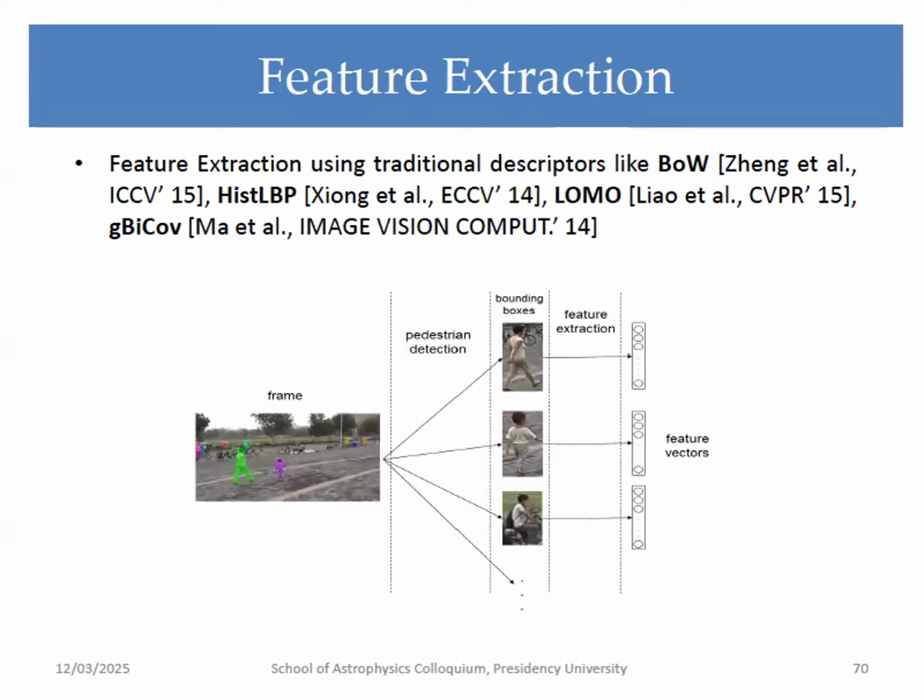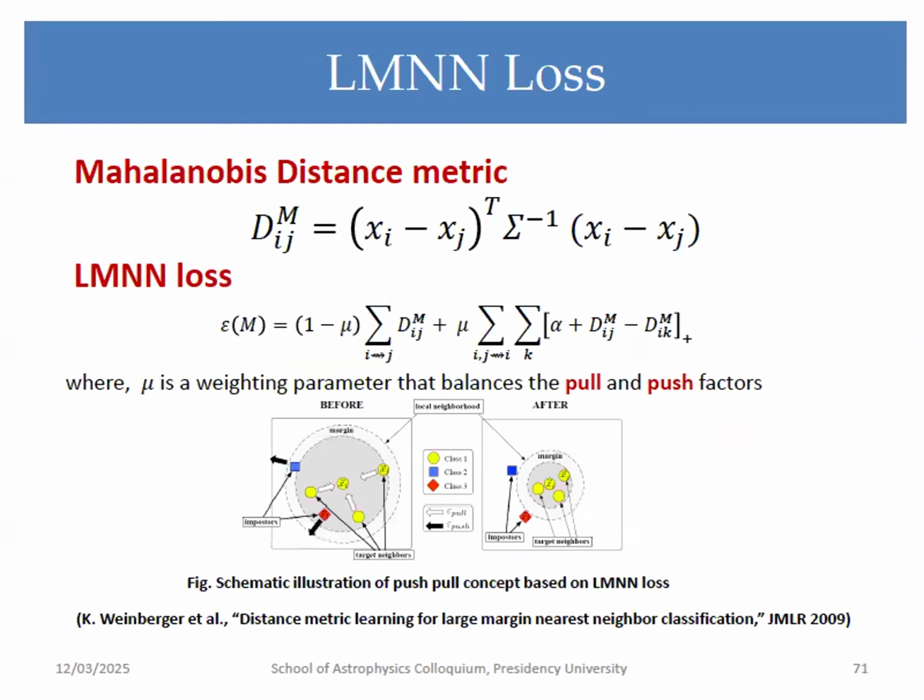Once you have that, here we didn't actually apply deep learning for feature extraction. We use traditional descriptors, like a bag of words, local binary patterns based on histograms, and so on, like LOMO. These are traditional features. These are two of them, and the other will come on the slide also. So we try to have this Mahalanobis distance metric.